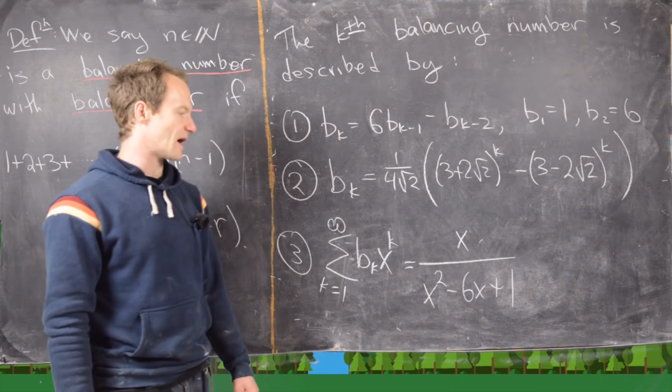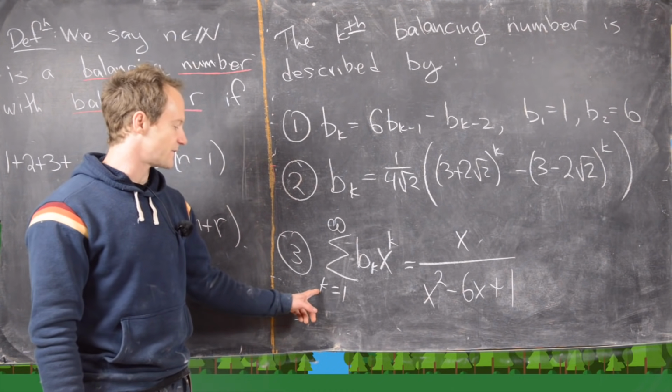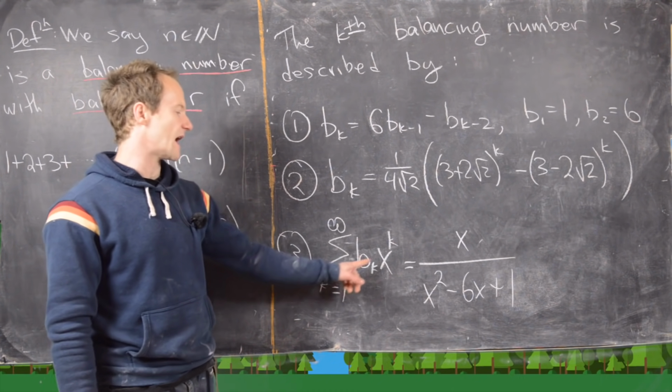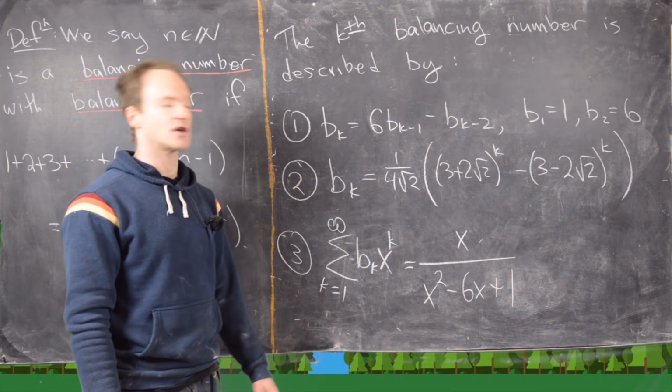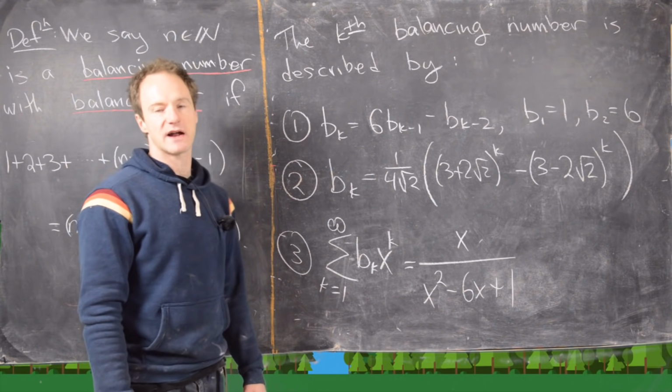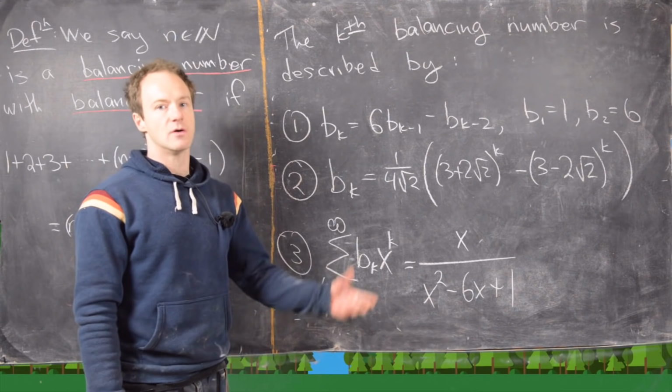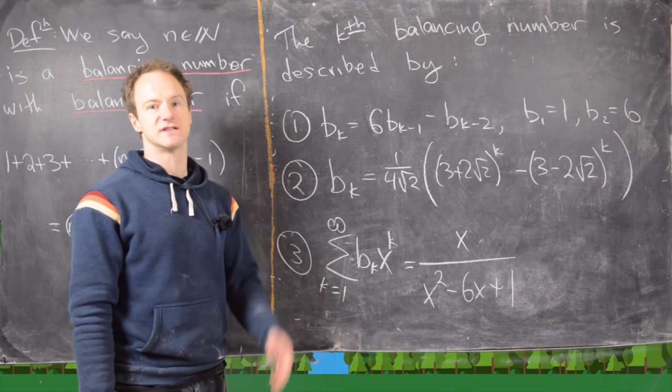And also it's given by this generating function. So the sum from k equals 1 to infinity of b_k x to the k is x over the quantity x squared minus 6x plus 1. So we've done a lot in this video and I think this is a good place to stop.